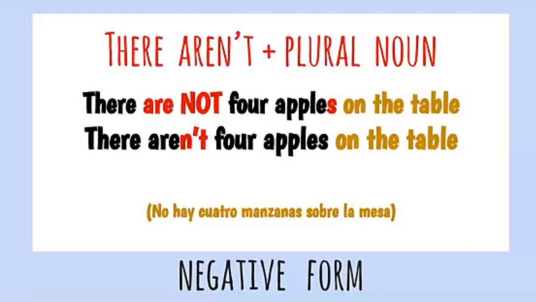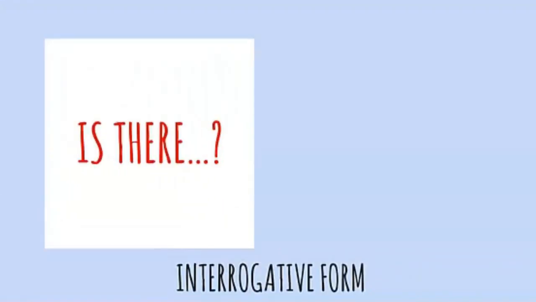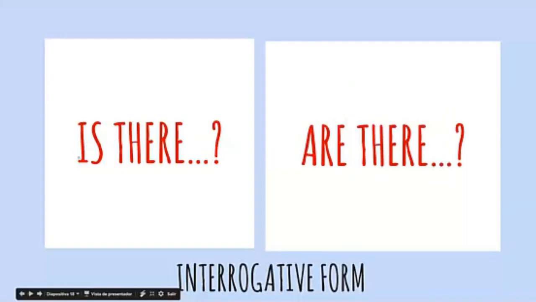Finally, we are going to study the interrogative form of verb be. Again, we can have a singular or a plural noun. To form questions, we put is or are in front of there. So we use is there plus a singular noun or uncountable noun, and are there plus a plural noun. Let's see some examples.